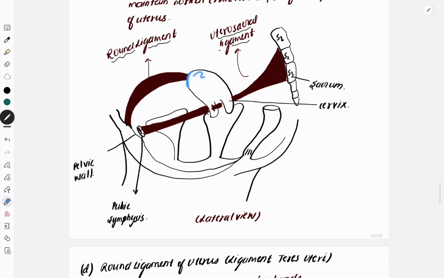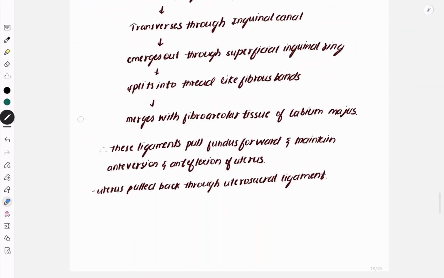It begins from the lateral angle of the uterus. As it begins from the lateral angle of the uterus, it will move forward as well as laterally, then it will wind around the inferior epigastric arteries, and then it will enter the deep inguinal ring. It will traverse through the inguinal canal, and then it will come out of the superficial inguinal ring in the form of thread-like fibrous structures. These thread-like fibrous structures will go and merge with the fibroareolar tissue of the labium majus, which is a part of external genitalia, and that is how the round ligament will pull the uterus forward against the backward pull of the uterosacral ligament, and help you to keep the uterus in the anteflexed and anteverted position.